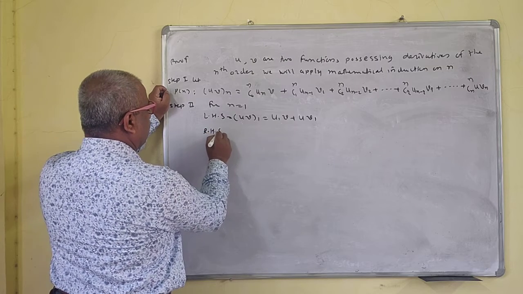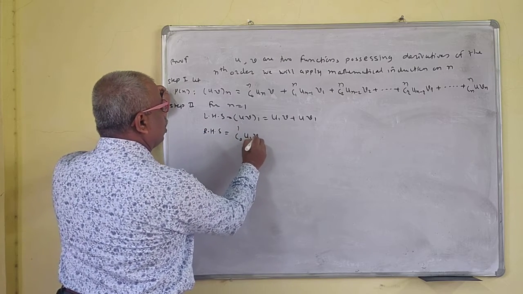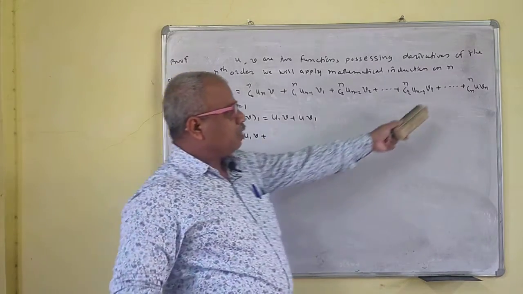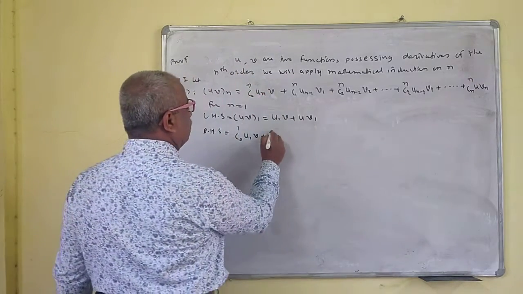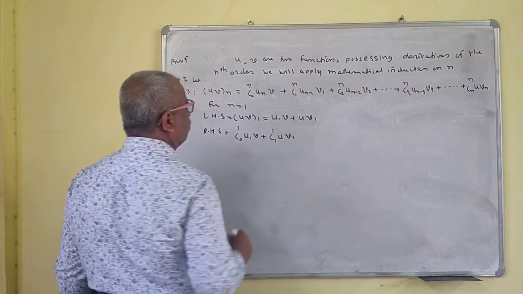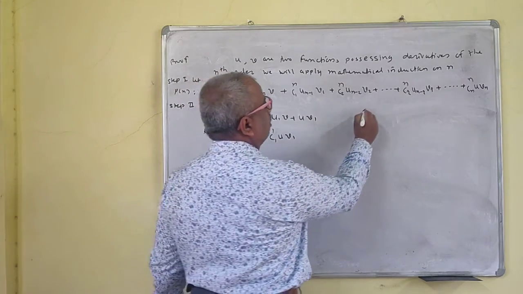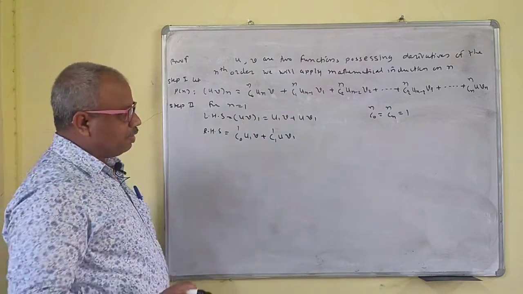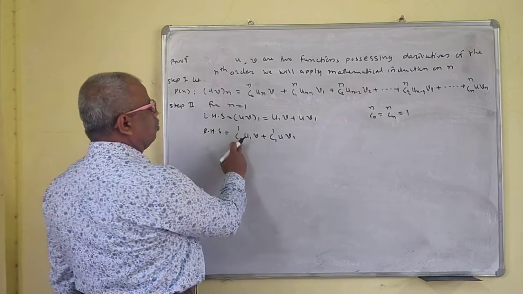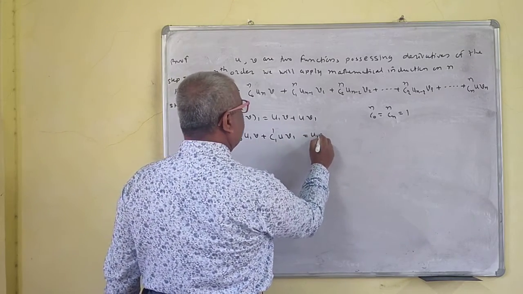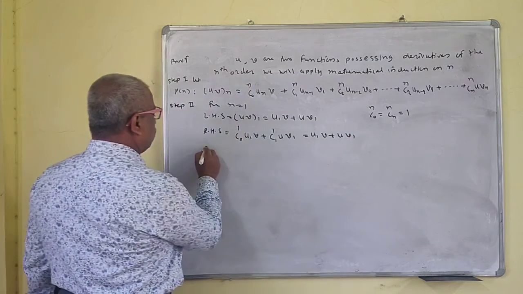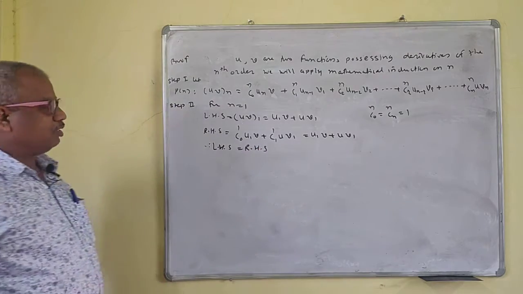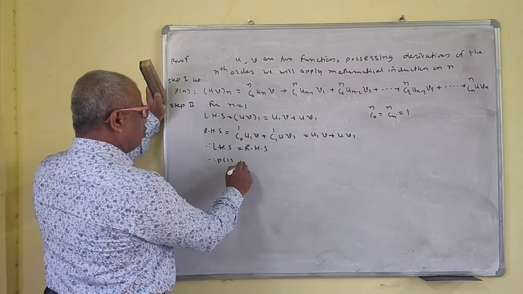Now we'll do the RHS. RHS is 1C0 u1v plus 1C1 uv1. When the top and bottom are the same, you have to stop. We know that nC0 and nCn are always 1. So this is u1v plus uv1. Therefore LHS is equal to RHS, so P1 is true.